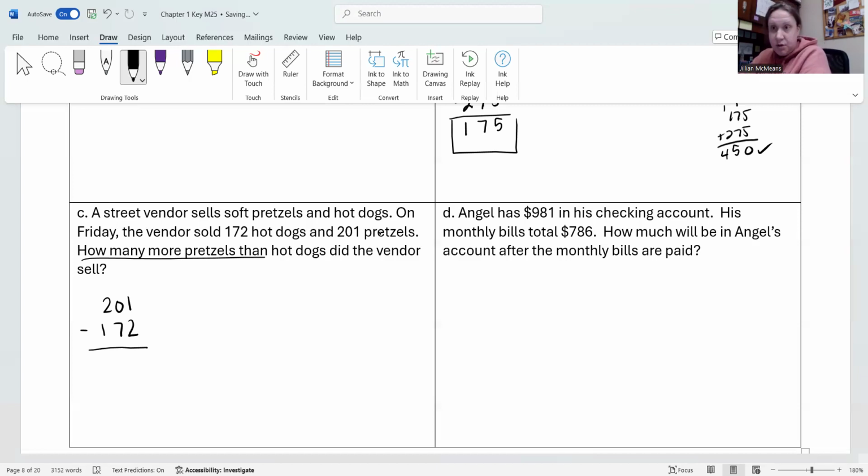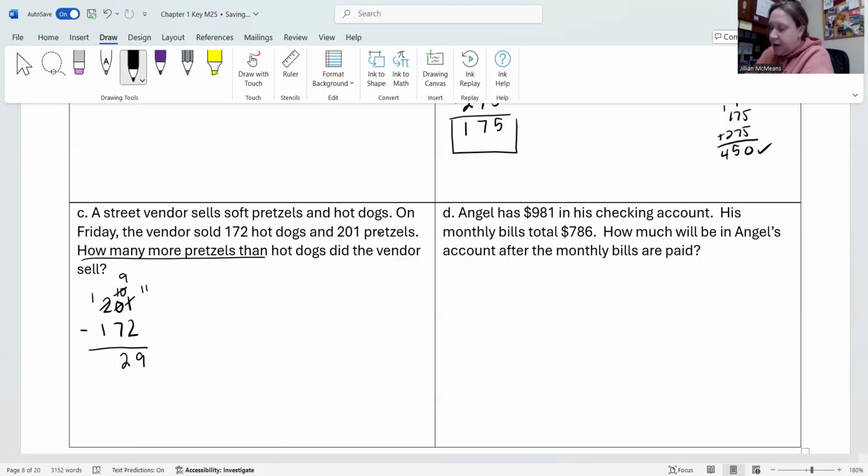Okay, so I need to do my subtraction. I've got everything lined up vertically. I cannot take 2 from 1. I cannot borrow from 0. So I want to go to the left to the first non-zero digit, which is the 2. So 2 becomes 1, 0 becomes 10, and now I can do my borrowing. I still can't take 2 from 1, but I can now borrow from the 10. So 10 becomes 9, 1 becomes 11. Okay, so 11 minus 2 is 9. 9 minus 7 is 2, and then 1 minus 1 is 0, but we don't want to actually write the 0 because you would never see 29 written 029.